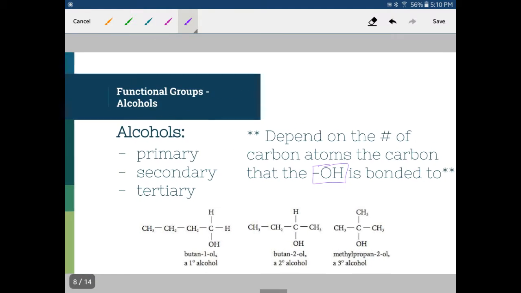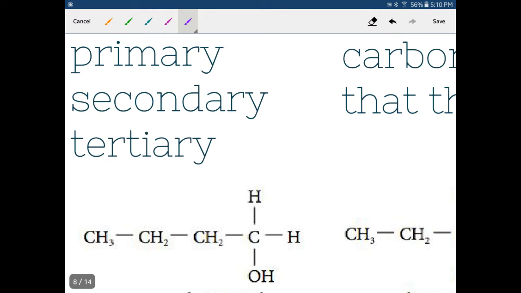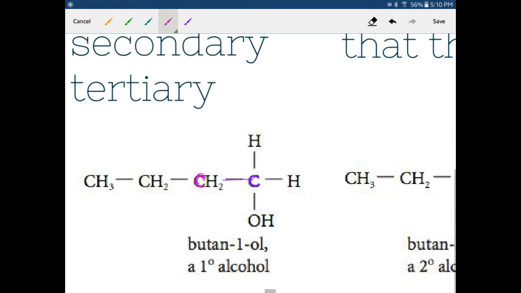So with our first example here, we see that this carbon is only attached to one other carbon here. So this carbon is attached to our first carbon here. Since this hydroxyl group is attached to a carbon that only has one other carbon attached to it, we call this a primary alcohol, primary.